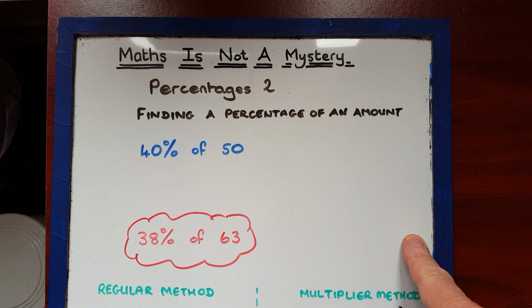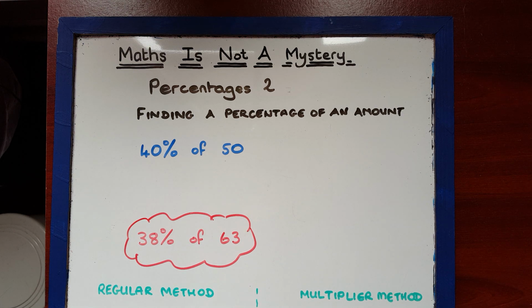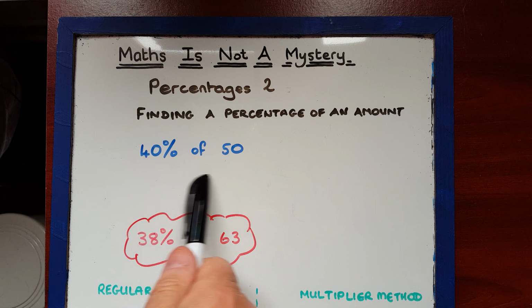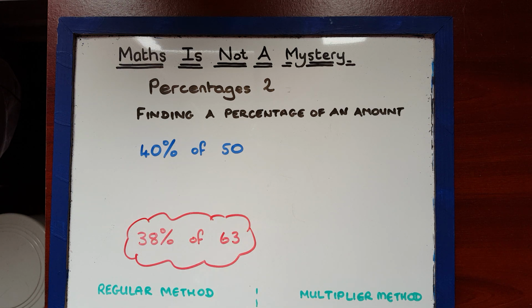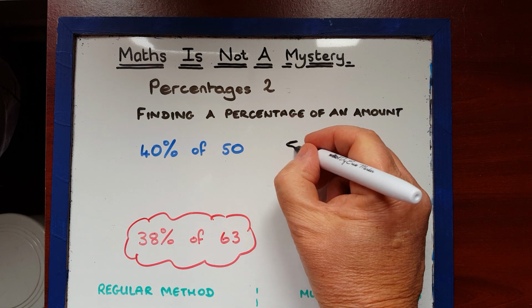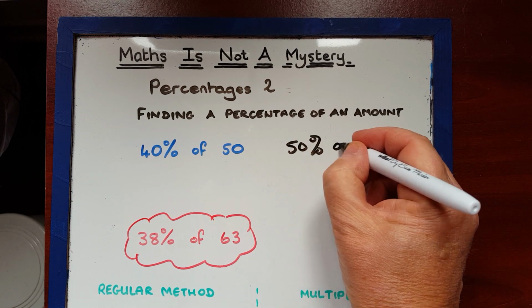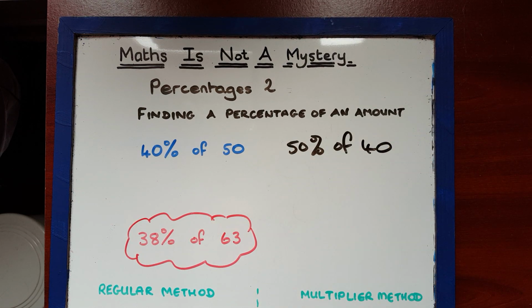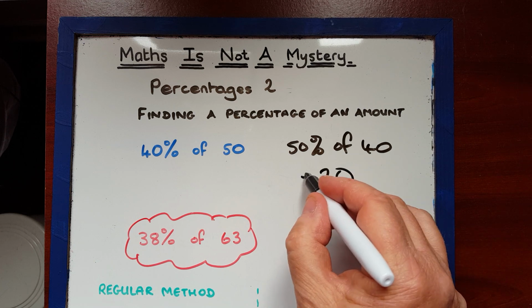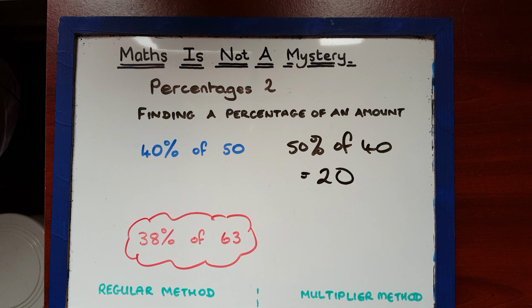I want to show you a little trick first of all, something that may help you if the numbers are friendly enough to you. Here's a question that says 40% of 50. Find 40% of 50. If I were being asked to do that question, I wouldn't do that question. What I would do instead is I would switch the numbers round and I would do 50% of 40 because I know that that's 20. Half of 40 is 20.